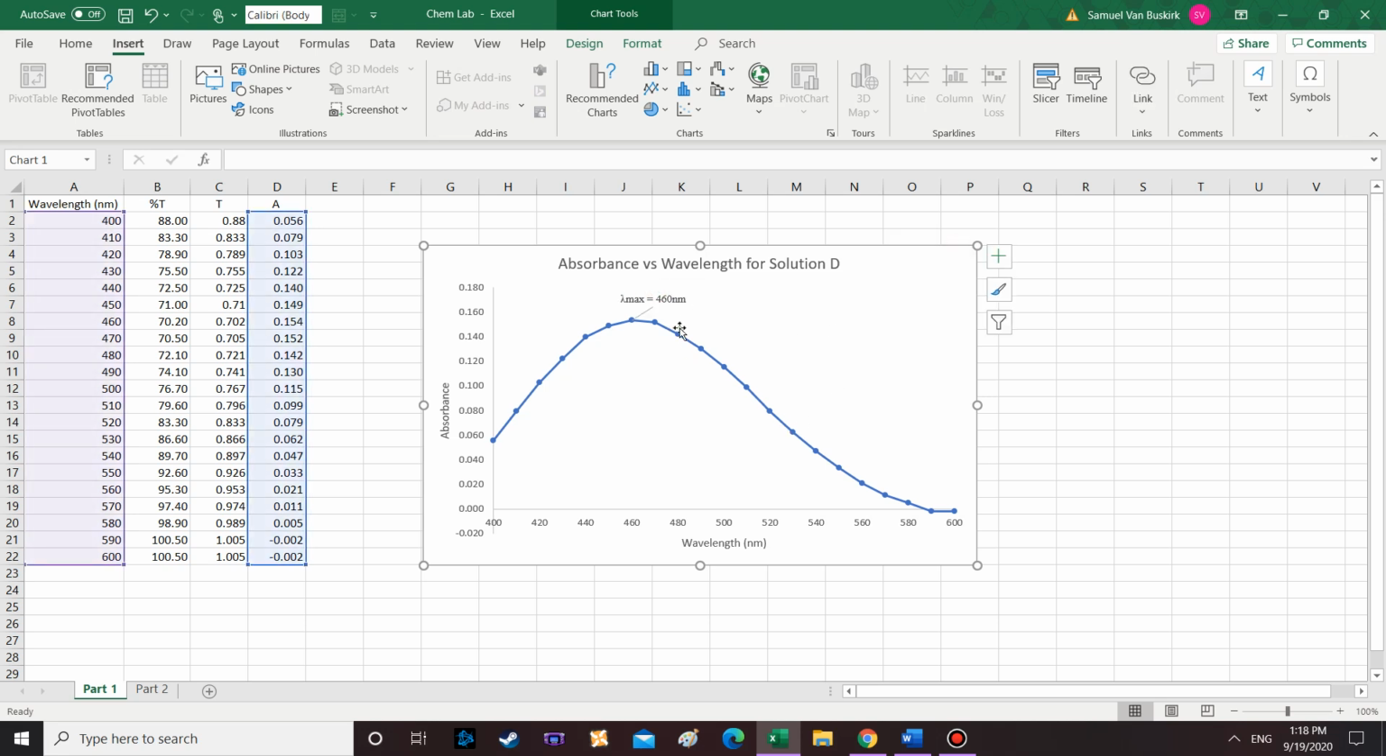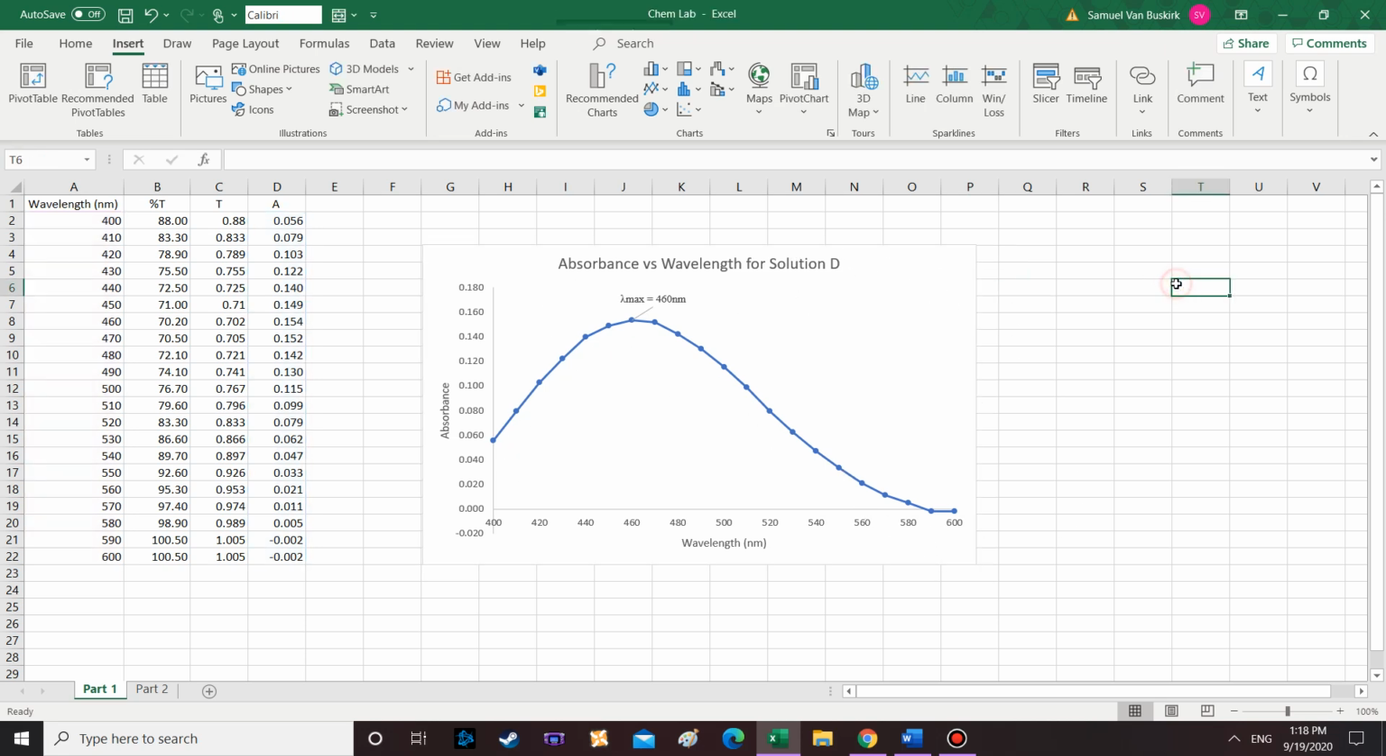We know where lambda max is on our graph. We've clearly pointed it out. Our axes have titles now. We have a line through all of the points, a graph title. We should be all set. So here's our graph. So let's move on to the next part.